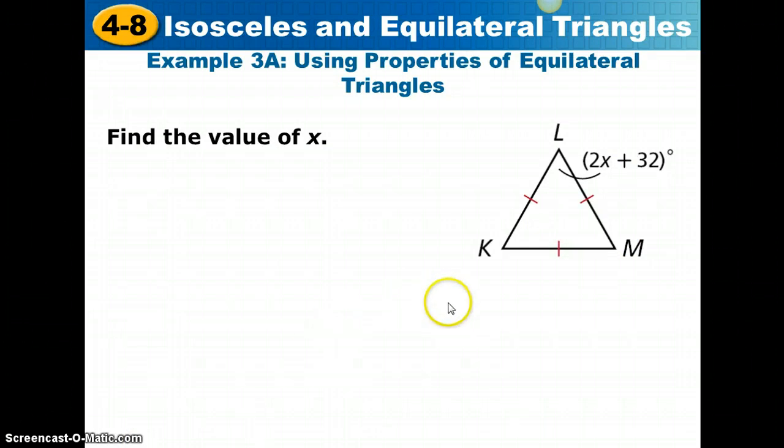So let's take a look at example 3a. We are given an equilateral triangle and asked about the angle measures. So we're using that first corollary. If it's equilateral, then it's also equiangular.